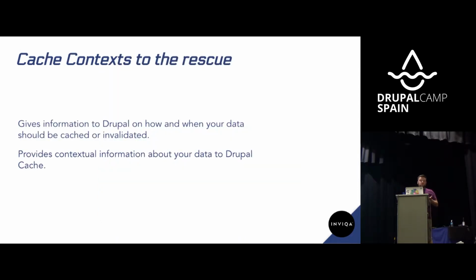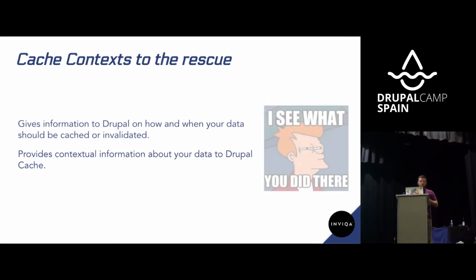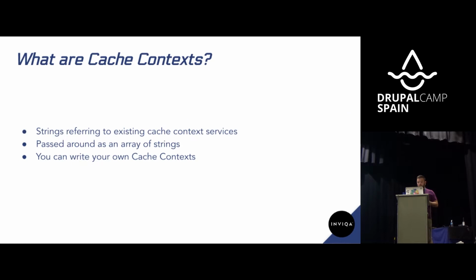So this is where the cache contexts come into play. They give Drupal information on how Drupal should be caching your data or how it should be invalidating it. And it provides contextual information to Drupal about your cache, so cache context. In reality, they are just strings. It's a string referring to an existing cache context service. When you work in your backend code with them, it's essentially just passed around as an array of strings, and you can definitely write your own cache context.